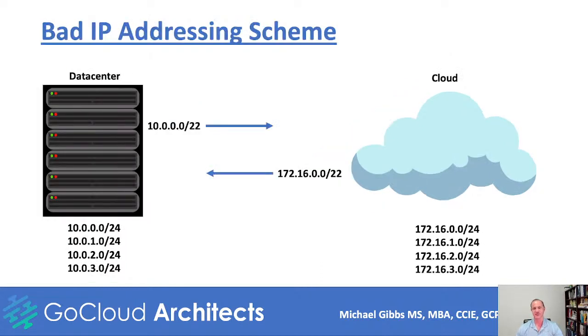Let's look at it differently. Now, this is properly addressed. We've got the 10.0 subnets in our data center. We've got these 172.16 subnets in the cloud. How many routes does the cloud need to send to the data center to encompass all these? How many routes does the data center need to send to the cloud to accomplish full reachability? One in each direction. Does everybody see the difference between using summarizable addresses and non-summarizable addresses?